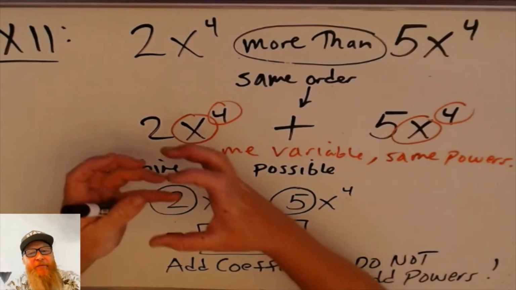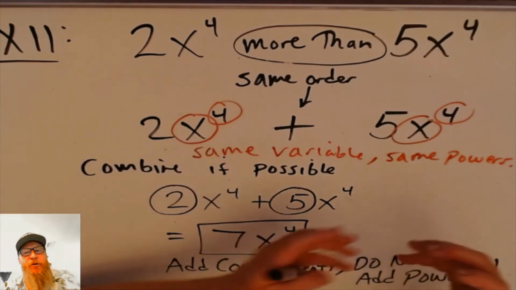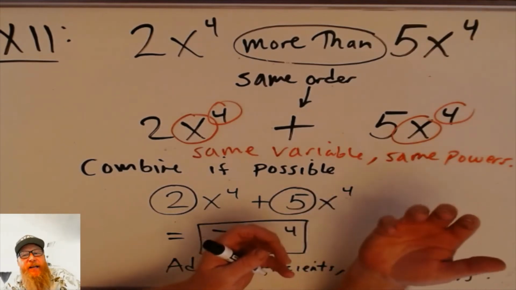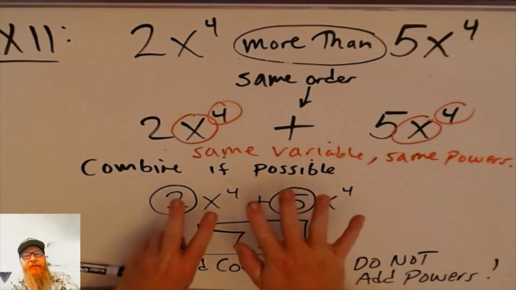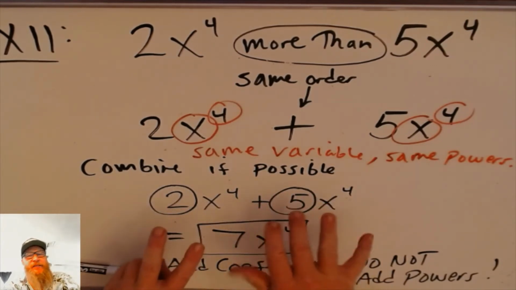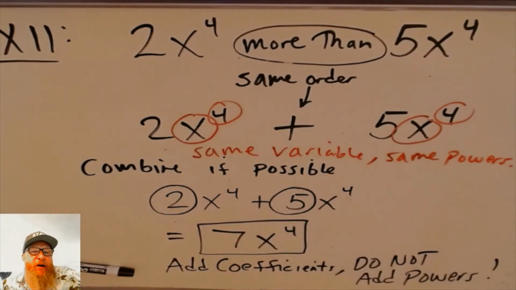Well, if you had 2 of these things, and then you added 5 more of these things, when you add them all together, now you've got 7 of these things. So these 7 of whatever these things are, this intangible object called x to the fourth.